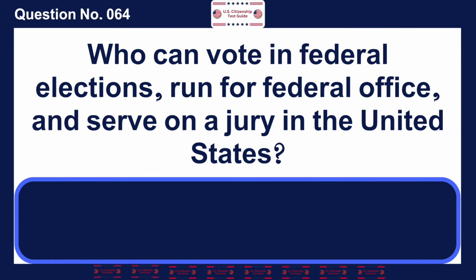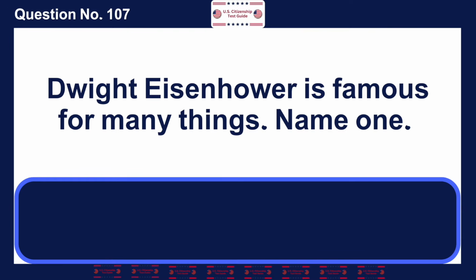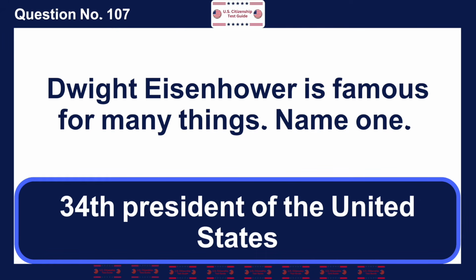Who can vote in federal elections, run for federal office, and serve on a jury in the United States? Citizens of the United States. Dwight Eisenhower is famous for many things. Name one. 34th President of the United States.